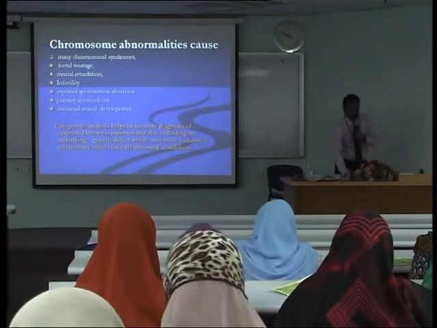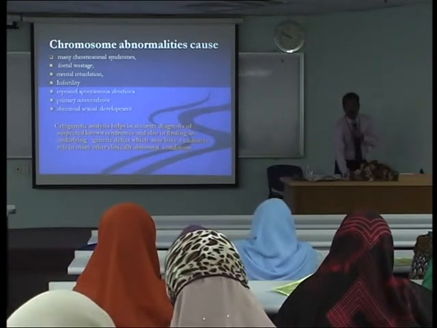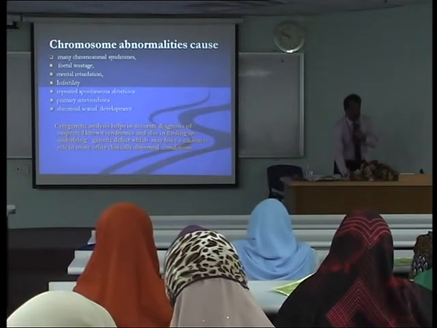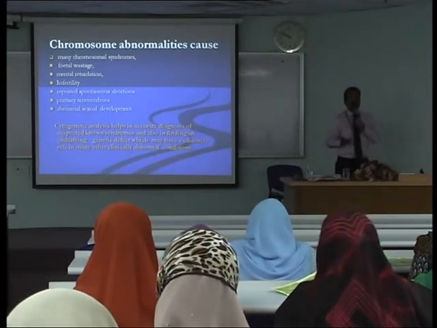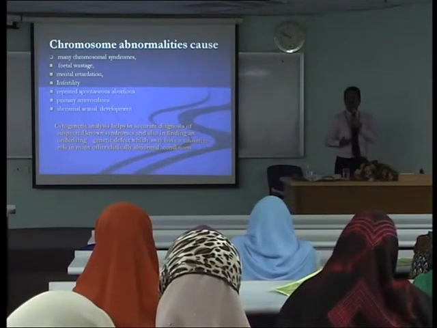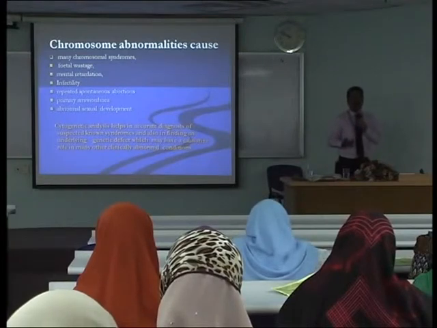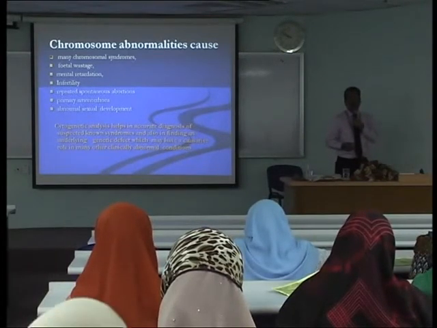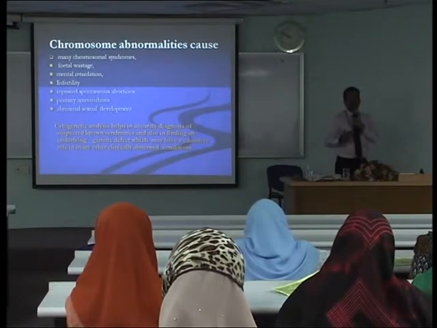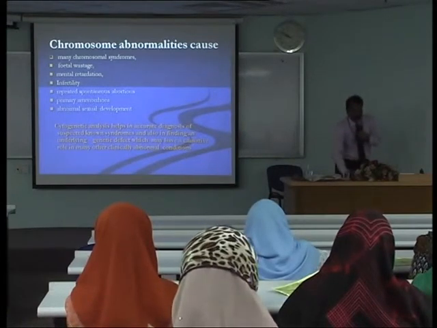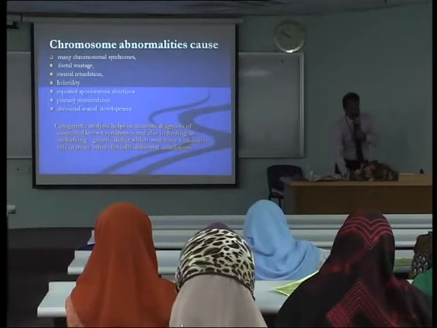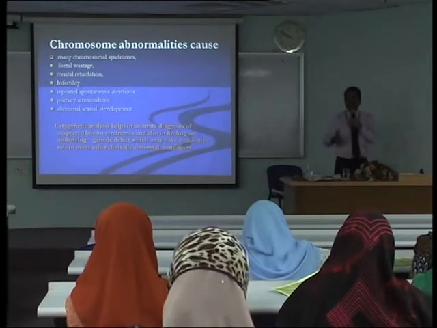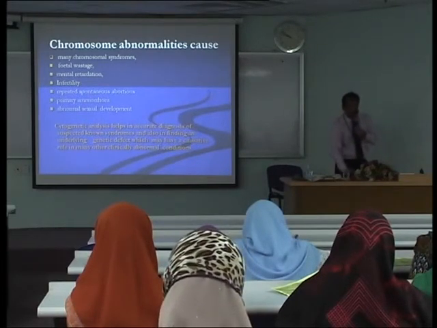Then repeated spontaneous abortion. The cause can be chromosome abnormality. Then primary amenorrhea. Primary amenorrhea means absence of menstruation even after attaining the age of 18 years. The cause can be chromosome abnormality, that is Turner syndrome. Turner females have only 1 X chromosome, so that will result in primary amenorrhea. Then abnormal sexual development, that is development of ambiguous genitalia or other sex chromosome disorders.